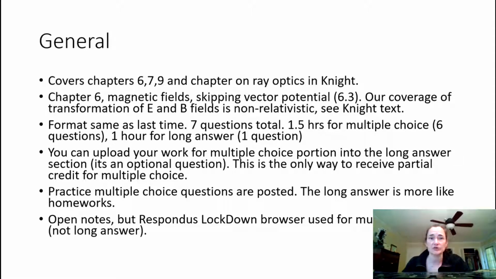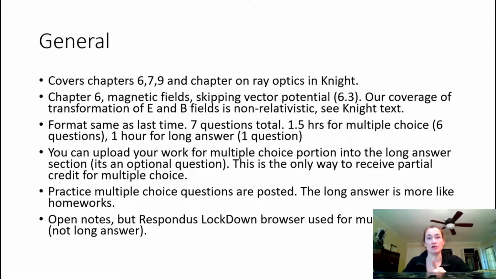Of course, it has to be open notes because I can't watch you. But the Respondus Lockdown Browser does prevent you from switching out of the browser when you're on the multiple choice section. So make sure that you have any notes that you want to look at before you start. And let's see, anything else I want to say?